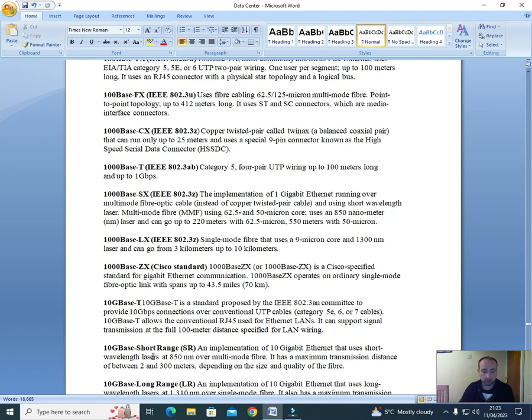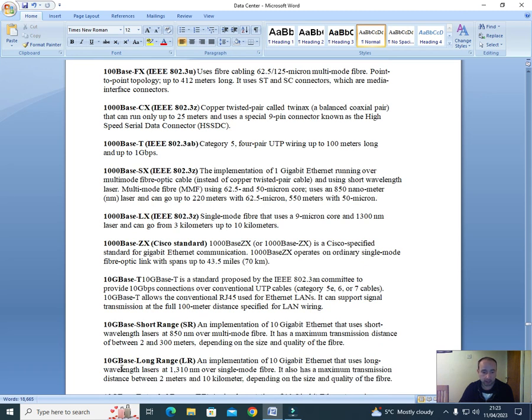10GBASE-SR, short range, an implementation of 10 gigabit Ethernet that uses short wavelength lasers at 850 nm over multimode fiber. It has a maximum transmission distance of between 200-300 meters depending on the size and quality of the fiber. 10GBASE-LR, long range, an implementation of 10 gigabit Ethernet that uses long wavelength lasers at 1310 nm over single mode fiber. It also has a maximum transmission distance between 2 meters and 10 kilometers depending on the size and quality of the fiber.